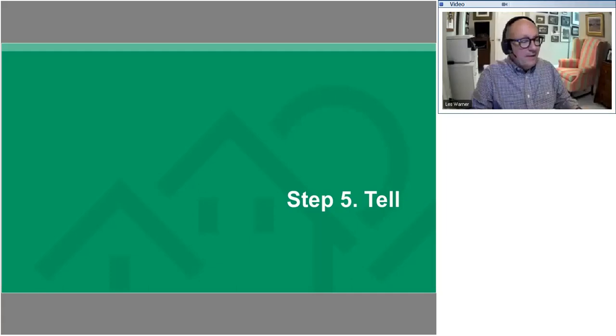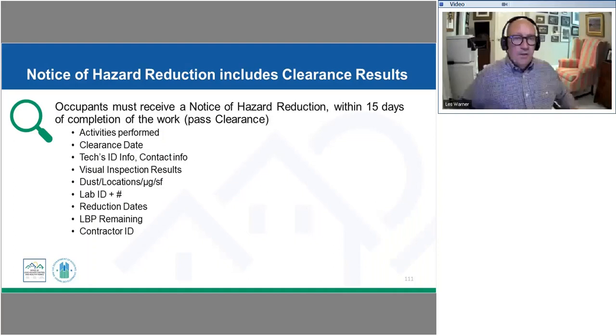All right, and then our last step is providing disclosure. We're going to make sure that occupants receive a notice of hazard reduction. Again, we've got our 15 days from the point that they pass clearance. That information, the basics about what the results were, the levels of lead-based paint that remain, and the contractor's ID would all be part of that. Again, you're going to need to have evidence in your file that those notifications were done, and that they were done in a timely manner.